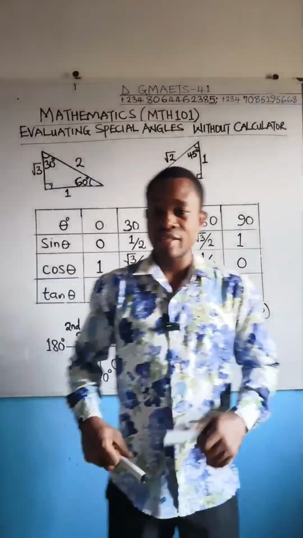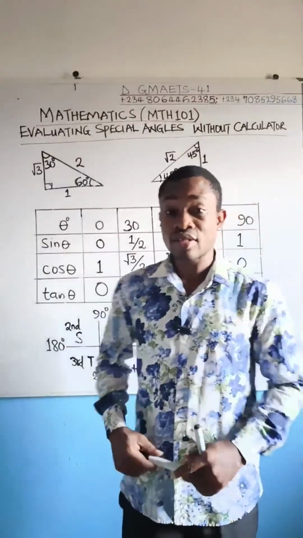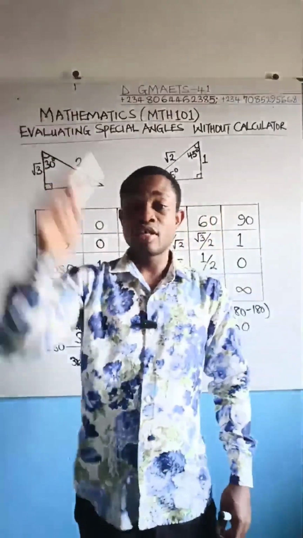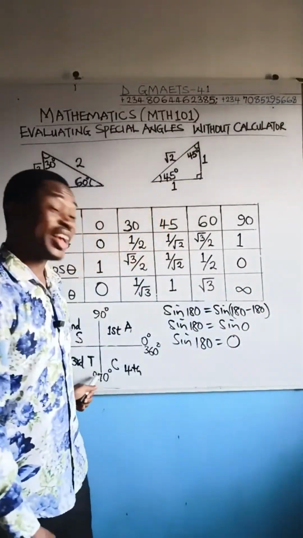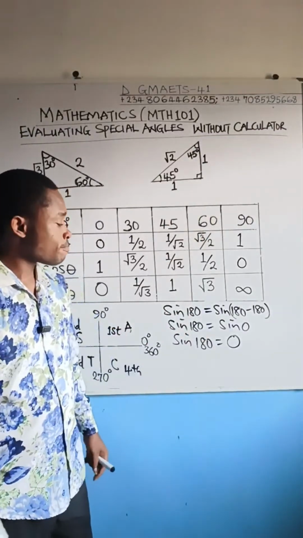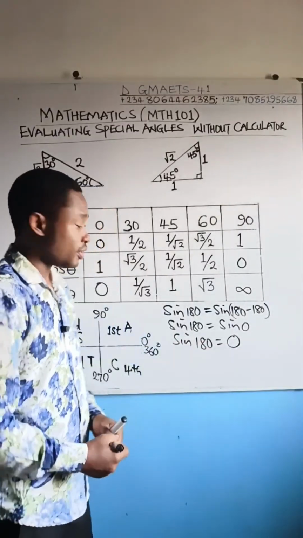Because like I stated in our class yesterday, along the horizontal, sine does not exist there. Sine exists along the vertical. Sine 90 is 1. You have it here. By the time we get to 270, sine 270 will be the opposite of sine 90, which will be minus 1. So sine does not exist on the horizontal. That is why we have 0 here.